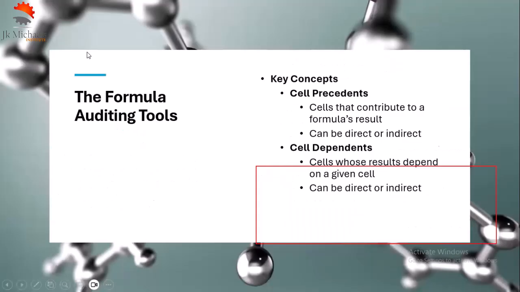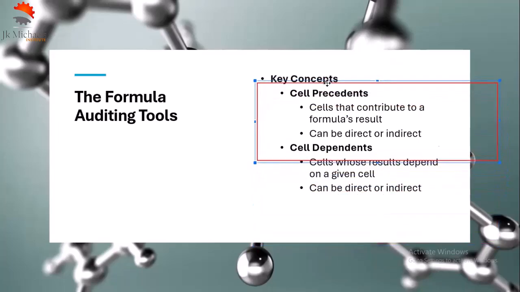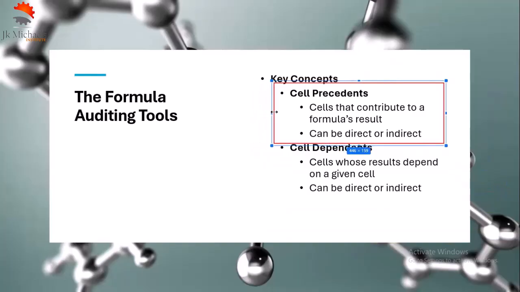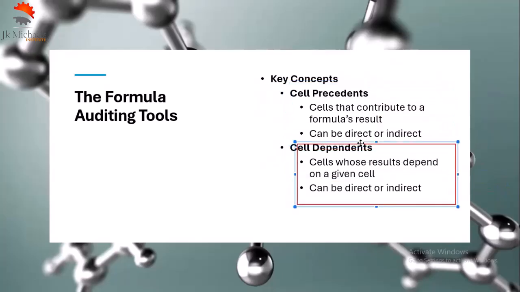And also we have the formula auditing tools. Under the formula auditing tools, you find the cell precedents, right? Some of the things you need to understand is what cell precedents are: cells that contribute to the results, which can be directly or indirectly. And then we have what? Cell dependents: cells whose results depend on a given cell. Again, can be direct or indirect.